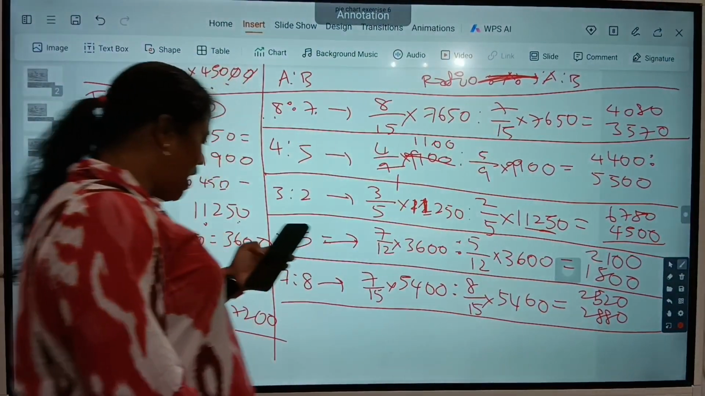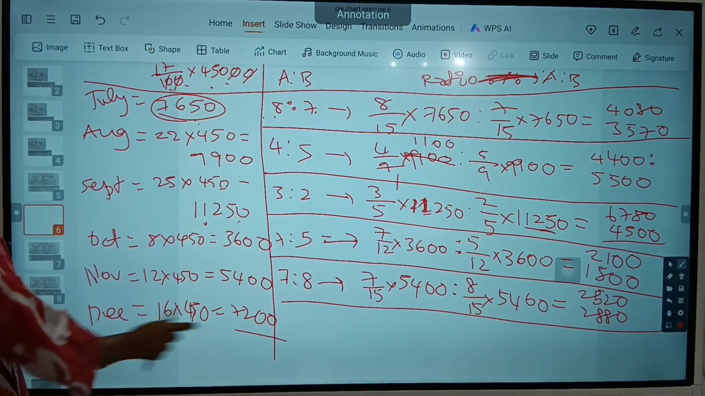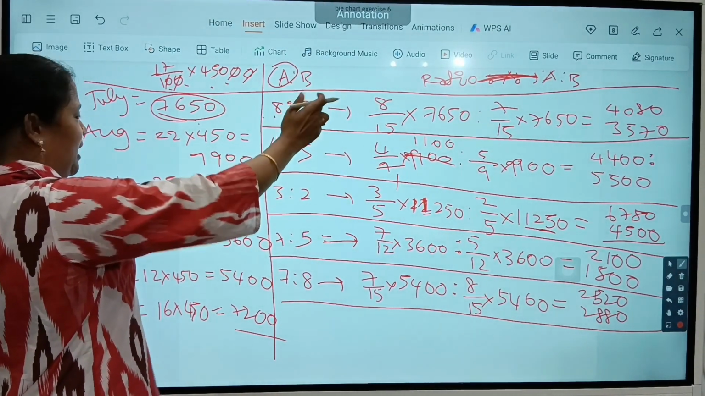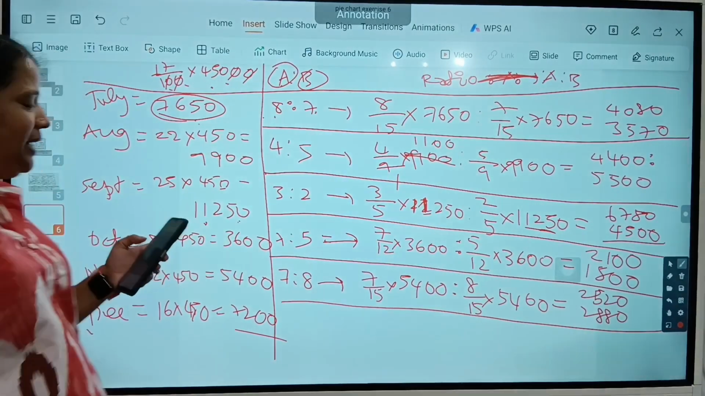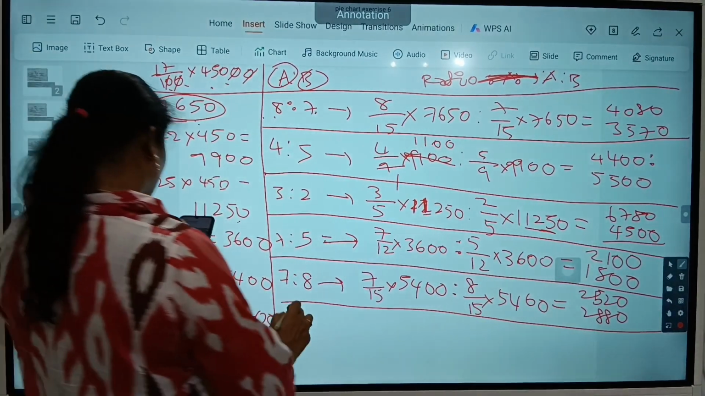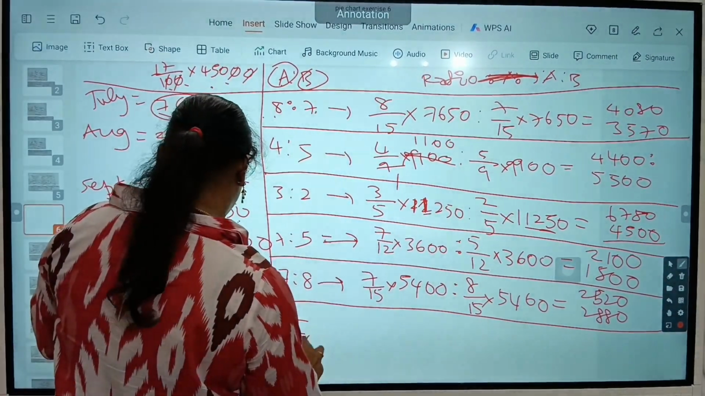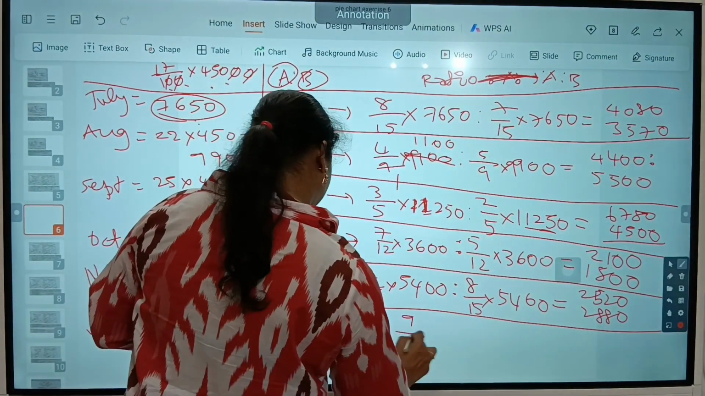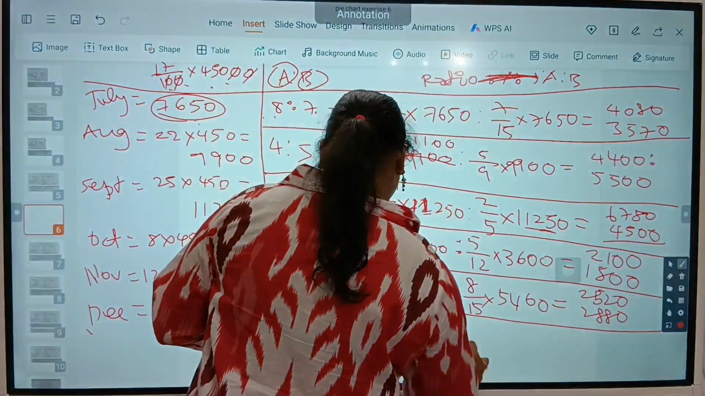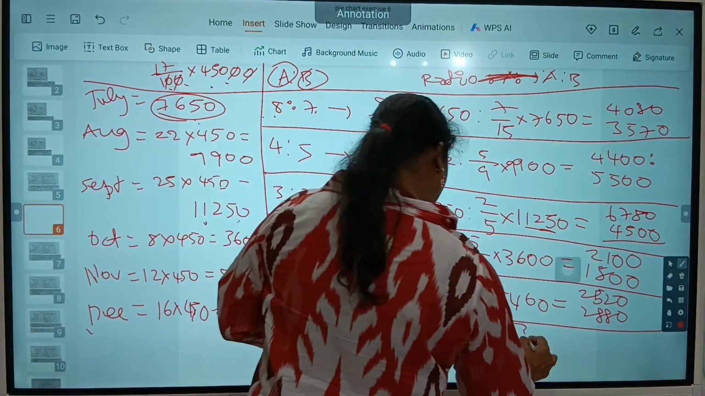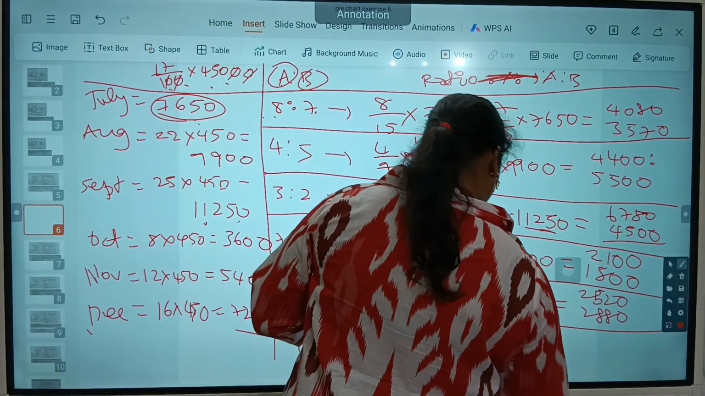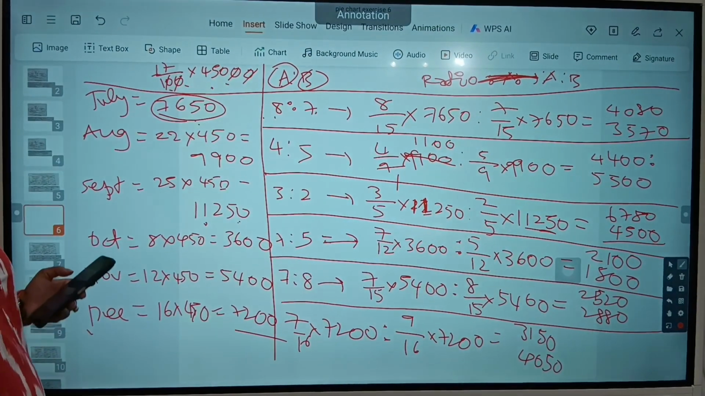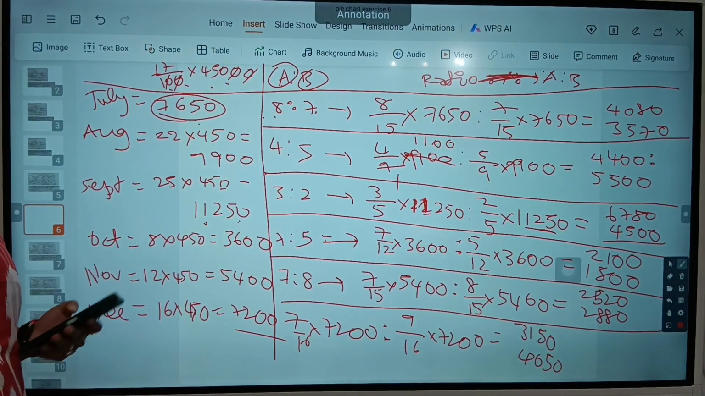And the last value now, in the month of December: how many mobiles of type A are sold and how many mobiles of type B are sold, that we are calculating. It is nothing but 7 by 16 into 7200 is to 9 by 16 into 7200. This is nothing but 3150 and 4050. Okay. You have to note down this table, then it will be easy for you to understand the questions.